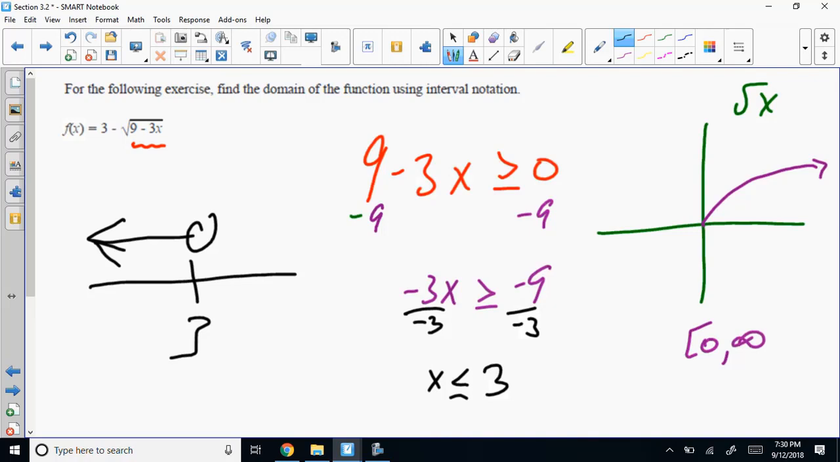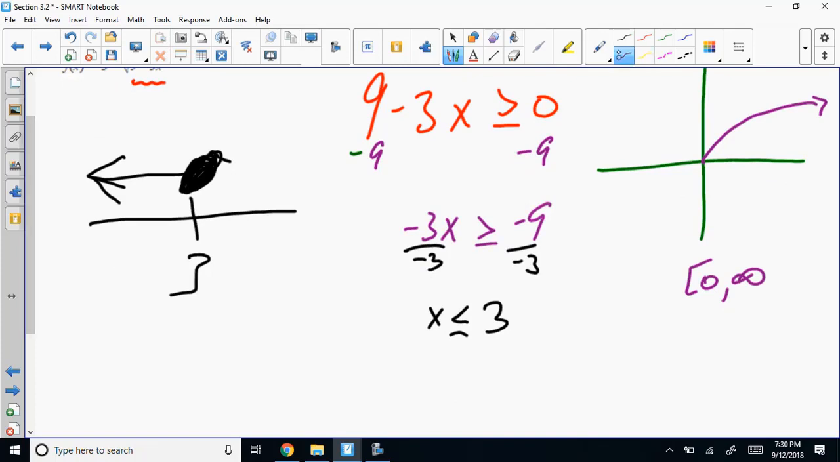Y'all agree? Well, it needs to be a solid, right? If I'm graphing on a number line, if I take that inequality and graph it, this is what it should look like. Y'all agree or disagree? Okay, so what would I put for its domain?